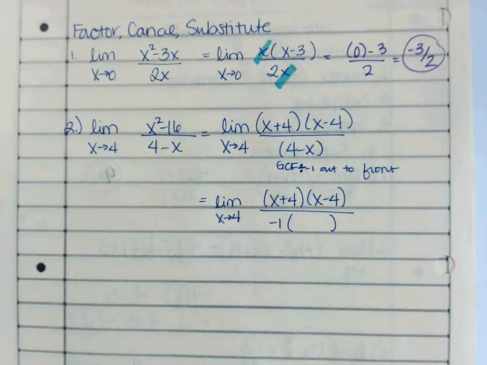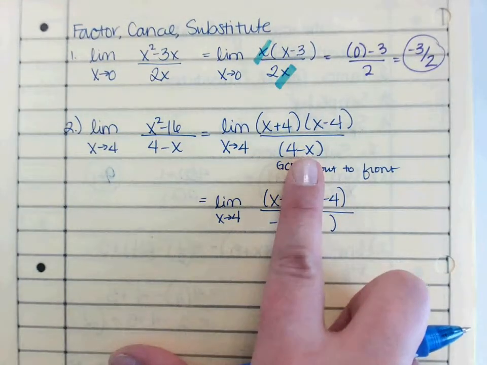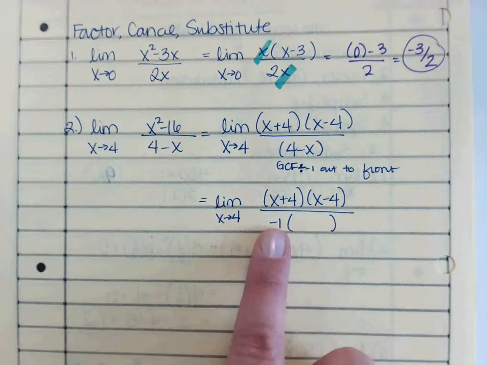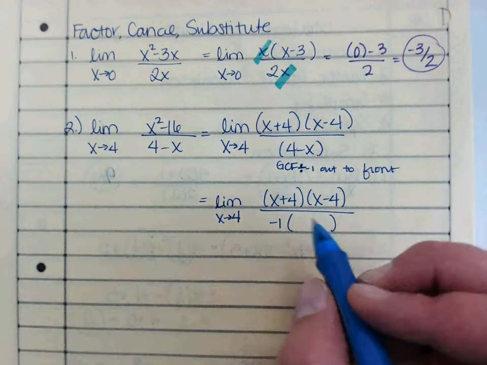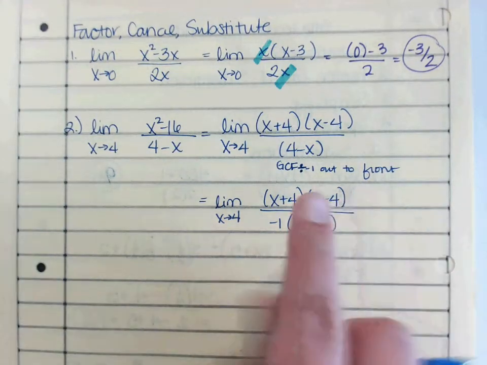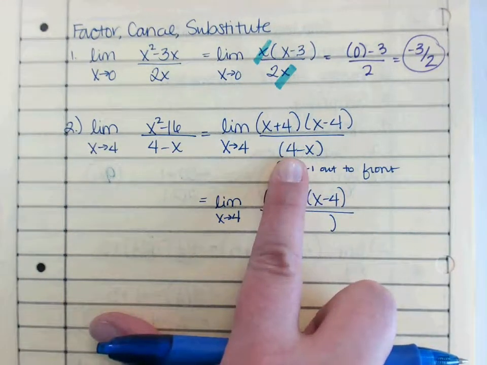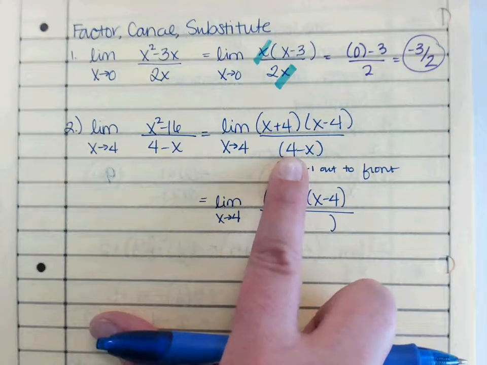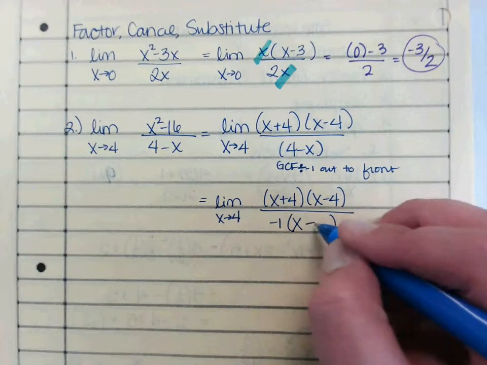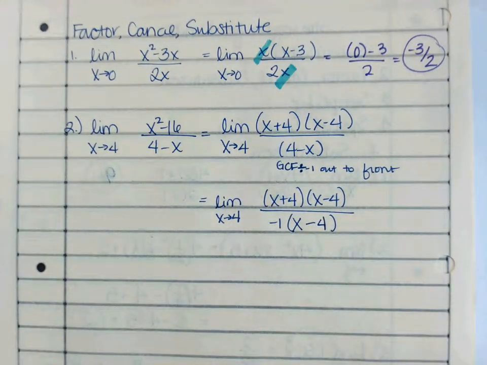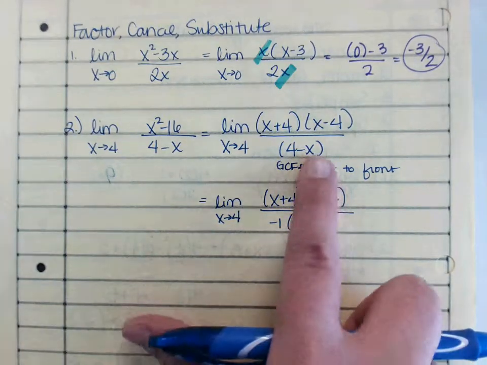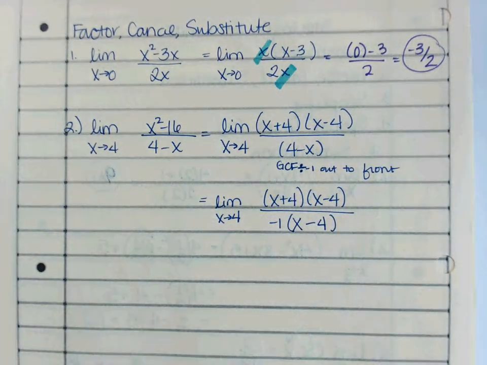Now think about it: if my x used to be a minus x, but I divide by a negative 1 to the front, what's the sign on my x now? Positive. And if my 4 used to be positive, but I'm dividing a negative 1 out, then now it's a negative 4. And if I times that back in, it's still the same. I'm just pulling a negative 1 out so that I can cancel. So now I have an x minus 4 top and bottom.